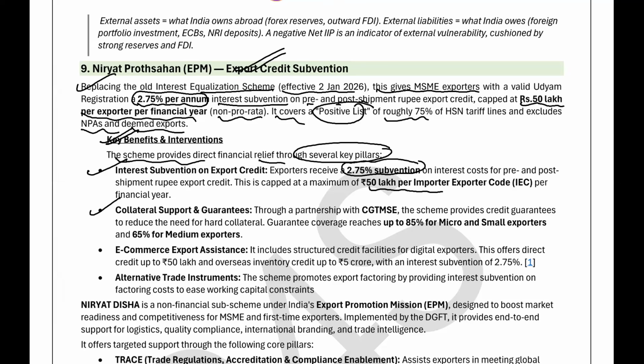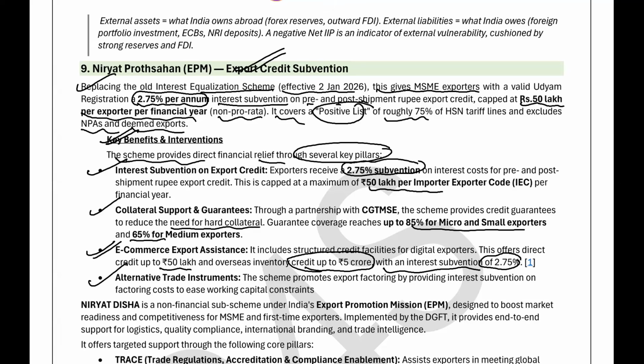Second key benefit and intervention? Collateral support and guarantees, that is CGTMSE, the scheme which provides credit guarantee to reduce what? The need of hard collateral. Okay. Which guarantees coverage up to 85% for what? MSME, that is micro and small exporters, and 65% for medium exporters. Please note it down. Next key benefit is e-commerce export assistance, which includes structured credit facilities for digital exporters. This offers direct credit up to rupees 50 lakh and overseas inventory credit up to rupees 5 crore, with an interest subvention of 2.75%.